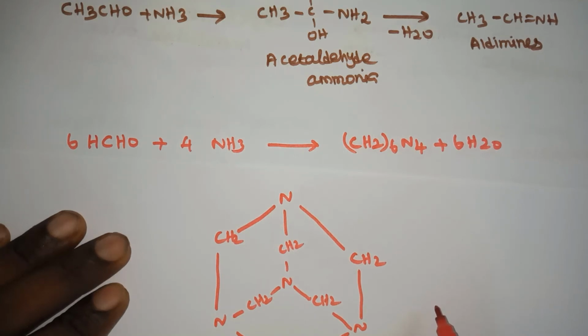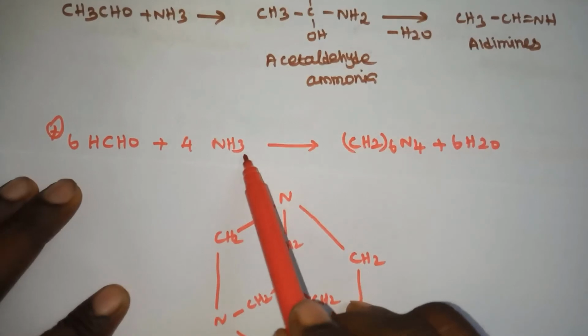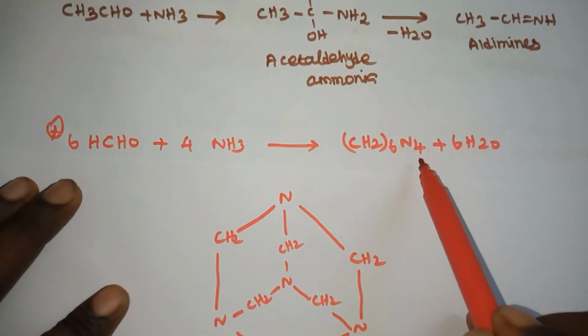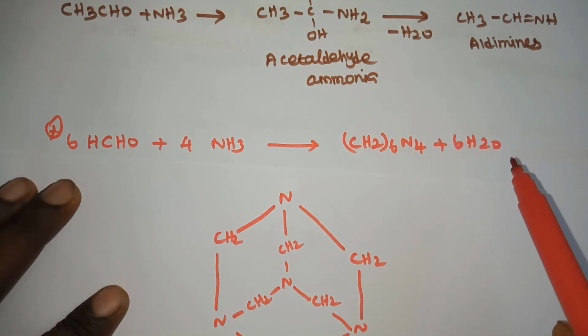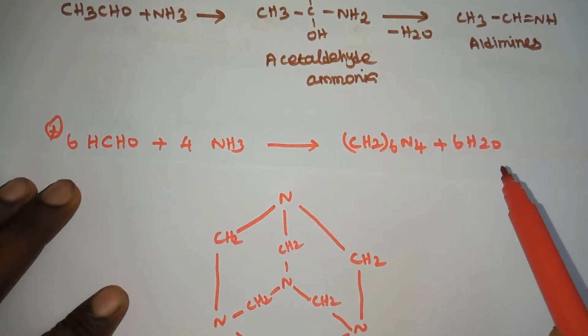Uses of urotropine. Urotropine is used as a medicine to treat urinary infection. Nitration of urotropine under controlled conditions gives the explosive RDX. This is also very important: formaldehyde reacts with ammonia to form hexamethylene tetramine, known as urotropine. Uses of urotropine are to prepare the explosive RDX and to treat urinary infection.